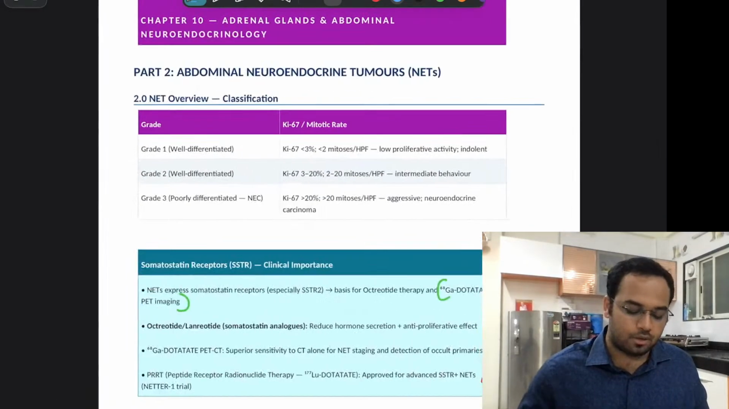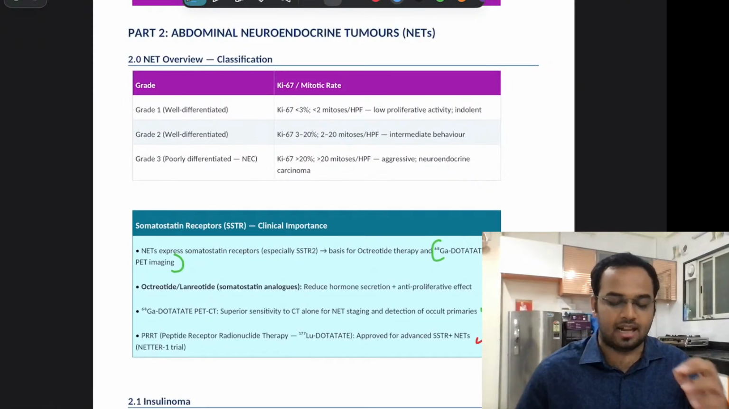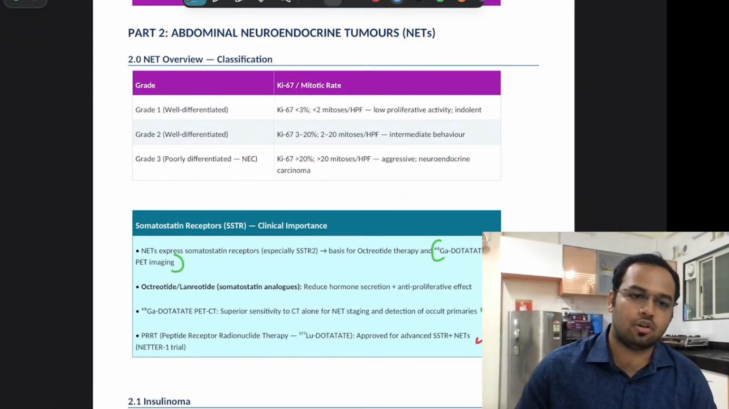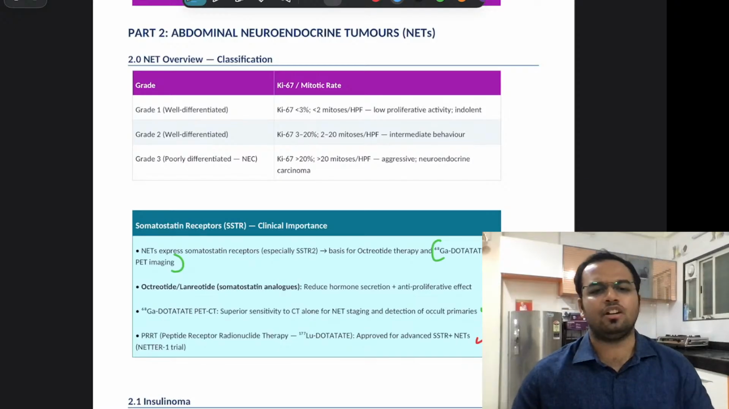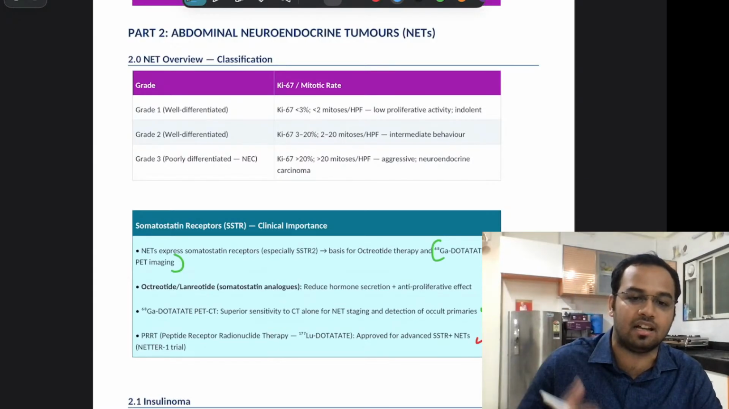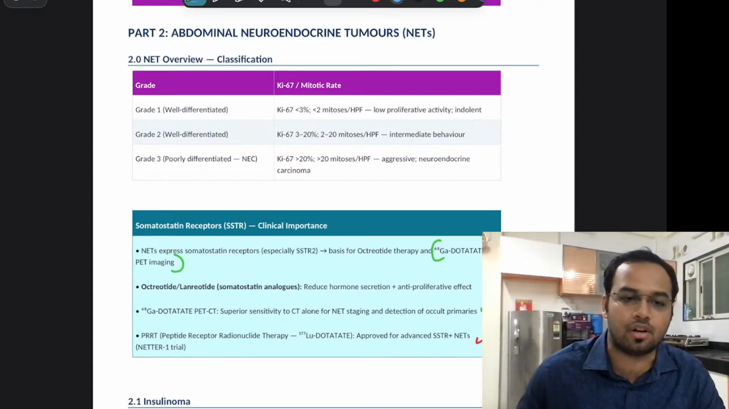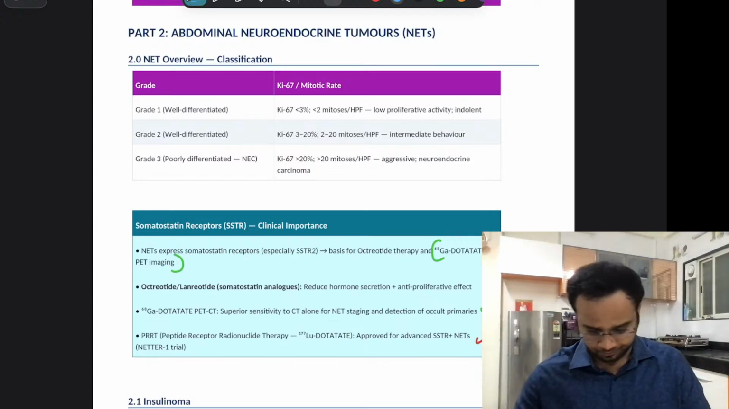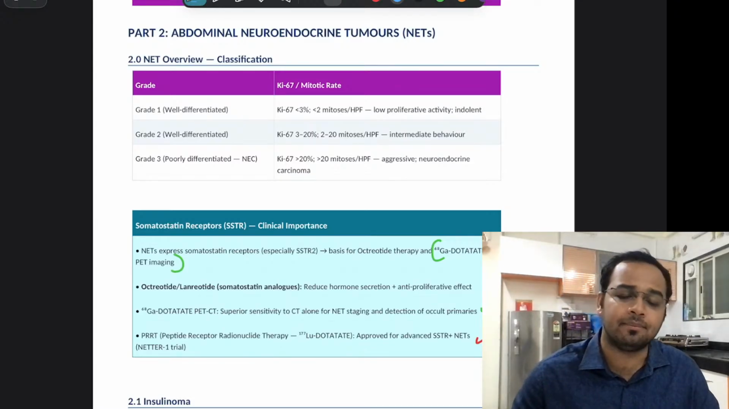Then we are going to move ahead to the next chapter, which is abdominal neuroendocrine tumors. If you look at it, a neuroendocrine tumor can basically be seen anywhere. It can be seen in the skin, in the brain, in the lungs, in the neck. Which neuroendocrine tumor did we see in the neck? We had seen a carotid body tumor, which was a neuroendocrine tumor. It can be present anywhere in the body.